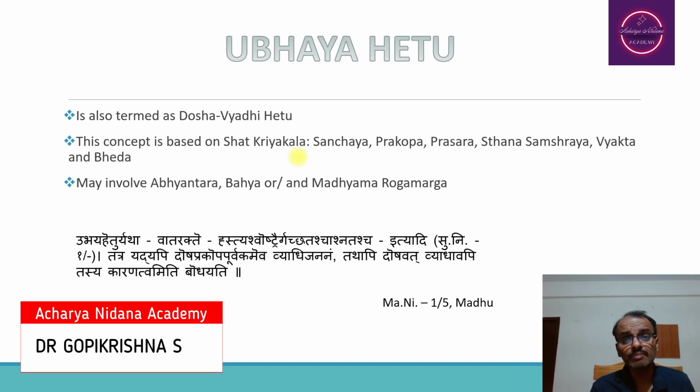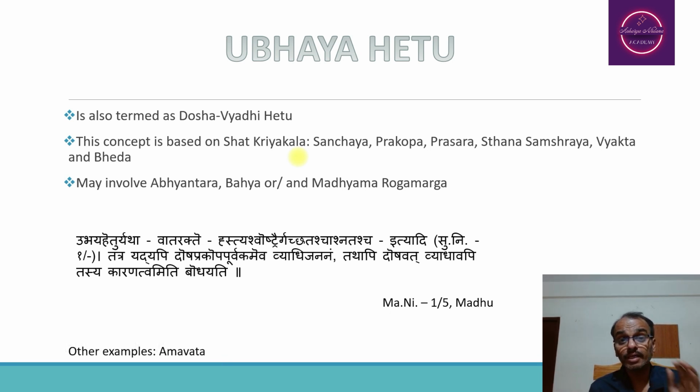We know that Sanchayam cha Prakopam cha Prasaram Sthana Samshayam Vyaktim Bhedam cha Yau Vetti Sadoshanam Bhaved Bhishakam. According to Sushruta, he describes 6 types of Kriyakala. In the term Kriyakala, Kriya refers to the treatment or Chikitsa, and Kala refers to the time. So there are 6 stages wherein we may get different varieties of abnormalities of dosha vitiation: Sanchaya, Prakopa, Prasara, Sthana Samshaya, Vyakta and Bheda.